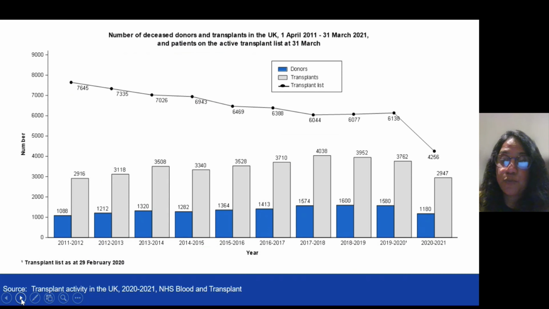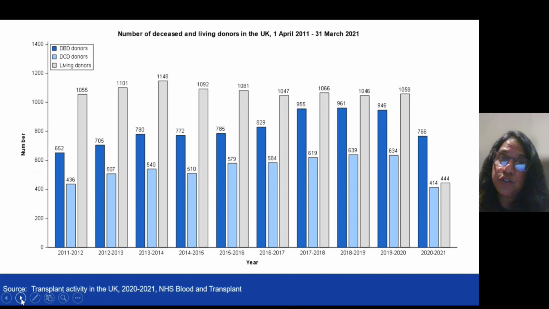These are the statistics from March 2020-21. The line at the top refers to the number of patients who are waiting for transplants. So in 2020-2021, there were over 4,000 patients waiting for a transplant. We proceeded with donations in 1,180 patients, and there were 2,947 transplants. There is still a gap between the number of patients on the transplant waiting list and the number of transplants that we actually were able to do. And sadly, this results in 3 people every day dying waiting for a life-saving transplant.